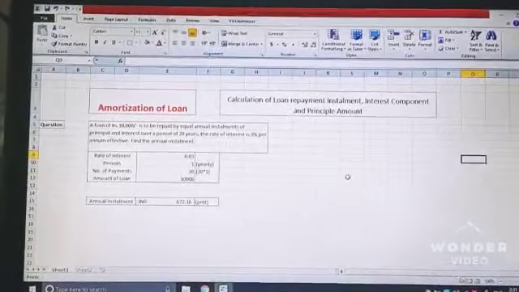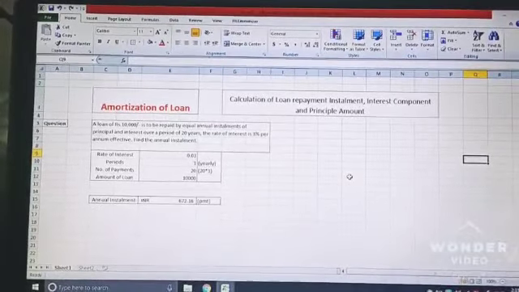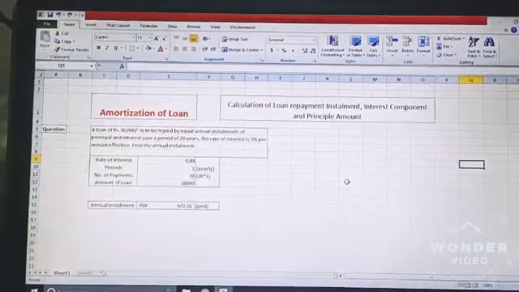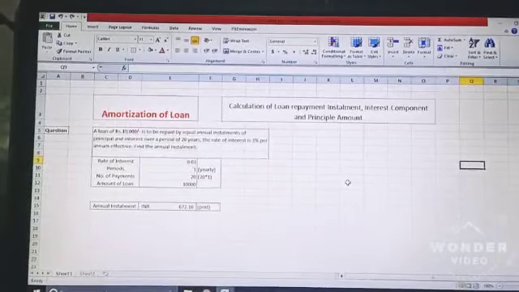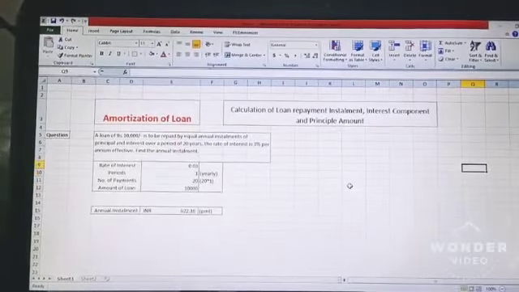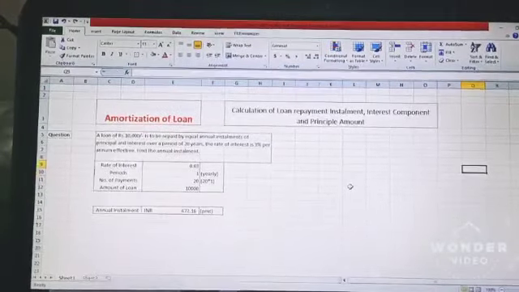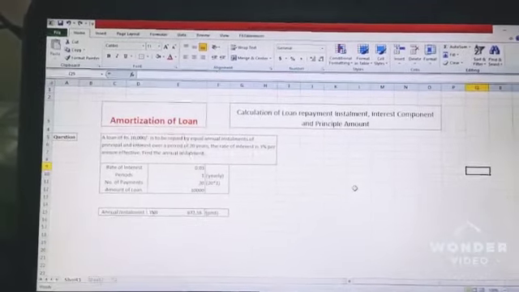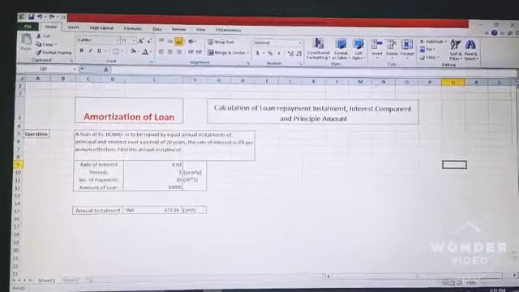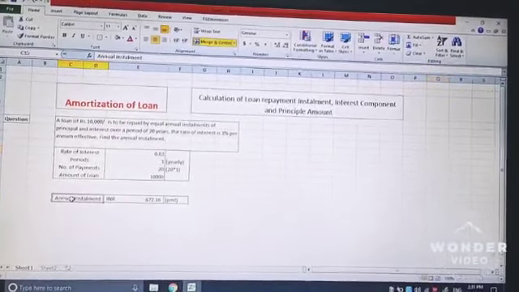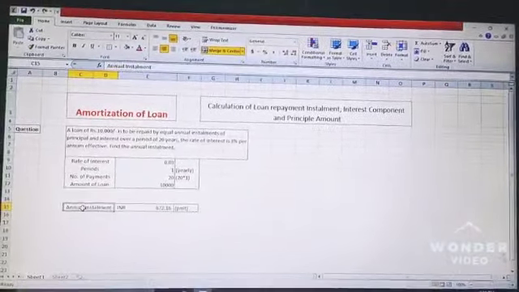So the first question is, a loan of rupees 10,000 is to be repaid by equal annual installments of principal and interest over a period of 20 years. The rate of interest is 3% per annum, which is the effective rate of interest, and we have to find out the annual installment. So this information is given to us. From this information we have to find out, in this question, just the annual installment.